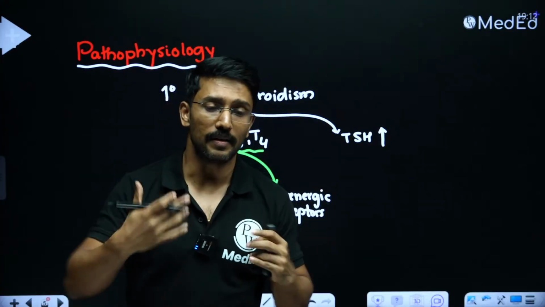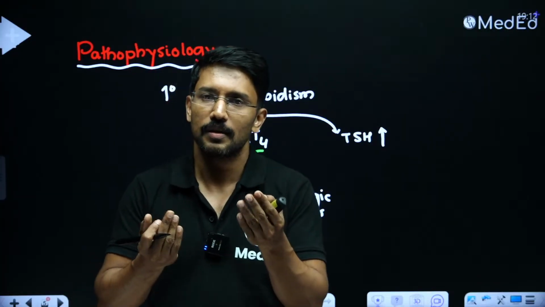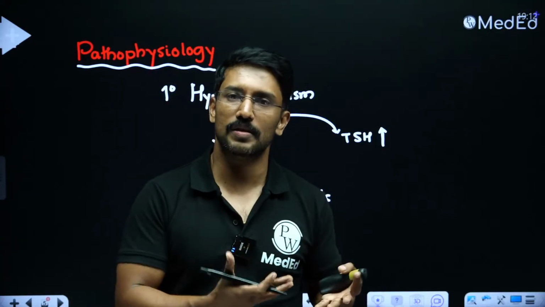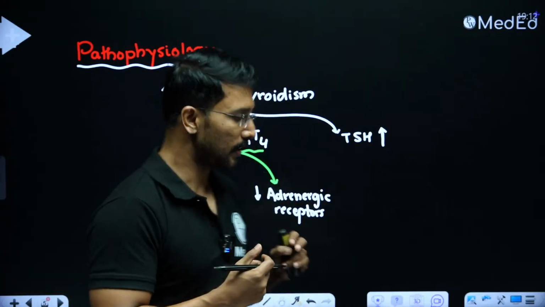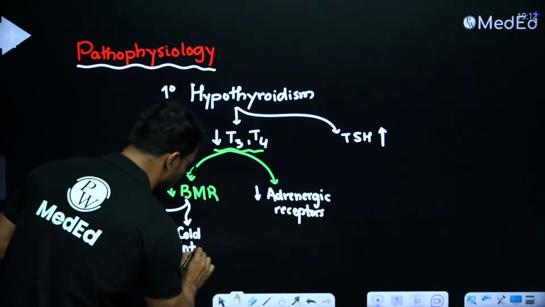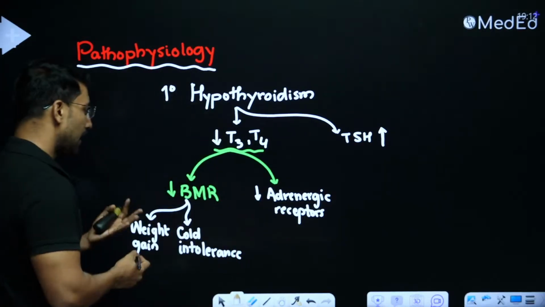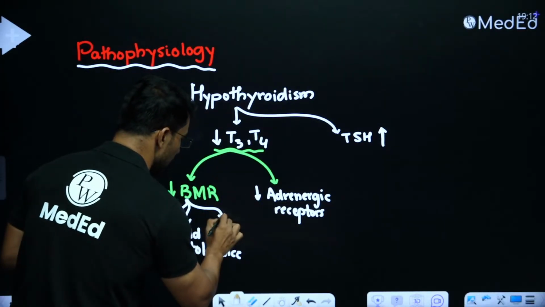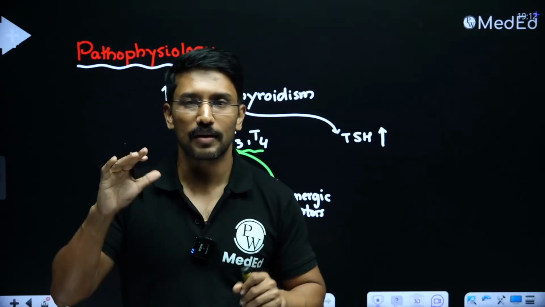So how will I maintain it? By increasing the heat production. What do we need for increasing heat production? Burning the glucose. But that process is slowed down. So I won't be able to compensate properly, and I can end up with cold intolerance. And if the basal metabolic rate is low, my ability to be athletic will come down.